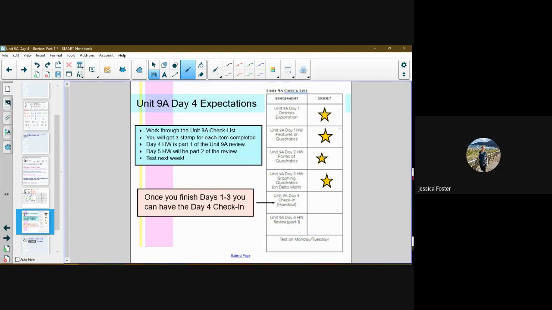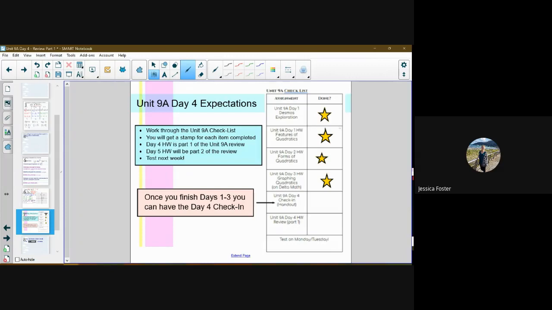Once you're done with that, then you'll move on to the Unit 9A Day 1 Delta Math homework assignment. Make sure that's done 100%, it has to be 100% or you don't get credit for it. Following that, your Day 2, and then your Day 3. Those are all of the homework assignments from last week and the week before that. Once you're finished with that, that's when you move on to the Day 4 check-in.